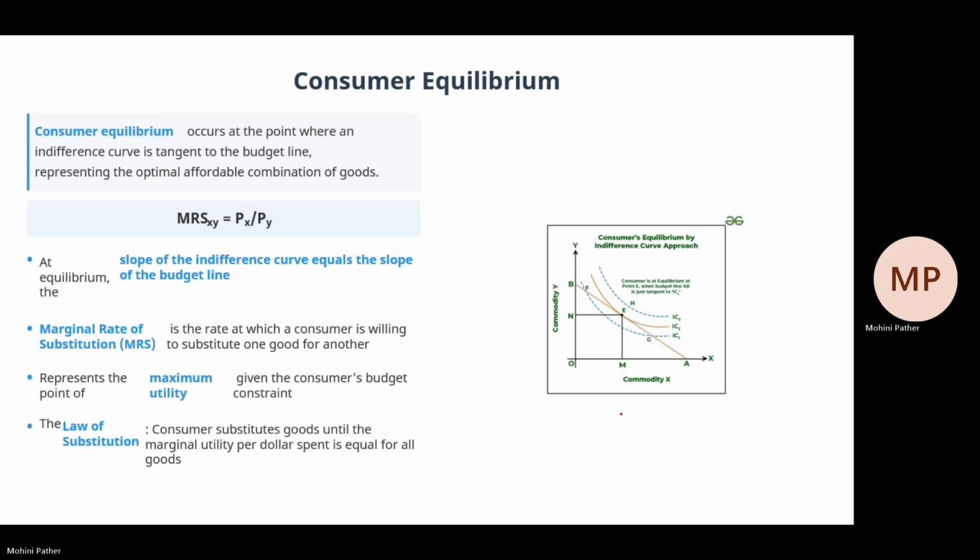Now for your consumer equilibrium. This is the point which occurs where your indifference curve is tangent to your budget line. So remember everything that we have just discussed. Your indifference curve is your measurement of satisfaction for your consumer. The higher the indifference curve, the greater the amount of utility you receive, which means that in this graph, IC3 derives the consumer more satisfaction than IC1.